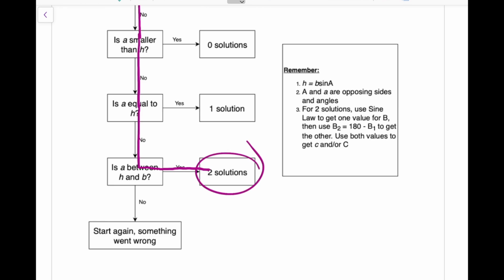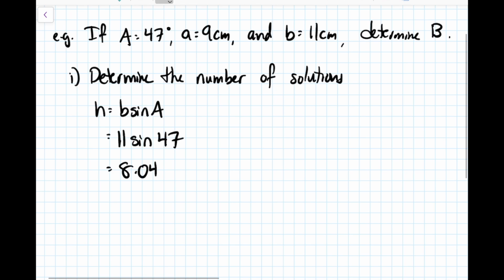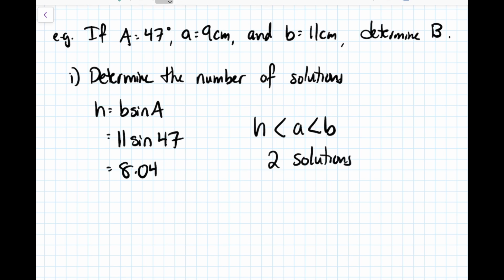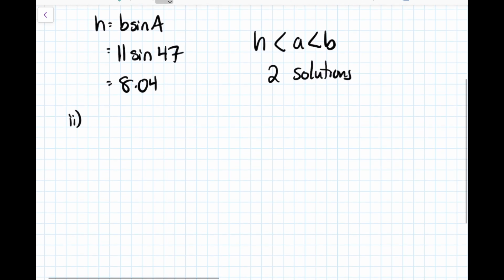So we have ended up at two solutions, which you probably could have guessed since that's what this lesson's all about. Since A is in between H and B, we have two solutions. But that's not where we're stopping now. Now we actually want to figure out what those two solutions are. So we're going to figure out our first value of B just like normal.